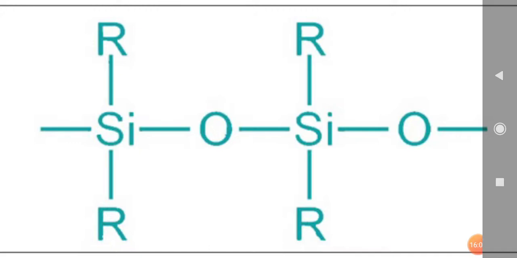Because of these properties, silicones are generally used in the preparation of silica gel and also in waterproofing devices and waterproofing gaskets. These have high thermal stability because of the covalent bonding. They have high dielectric strength and also resistance to oxidation by chemicals. Okay, this is about the silicones.